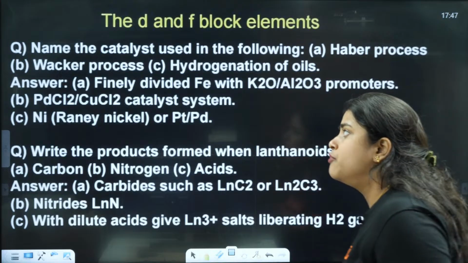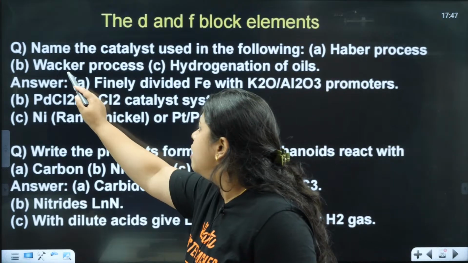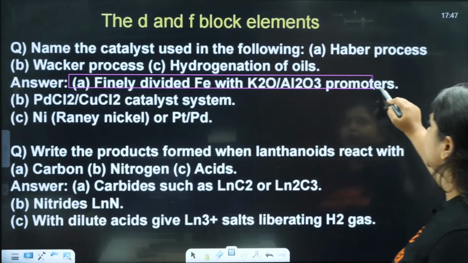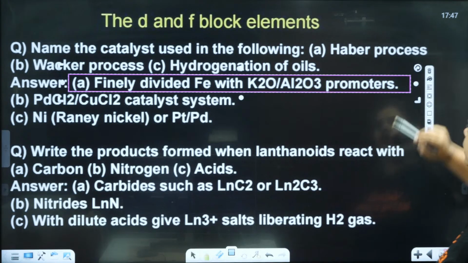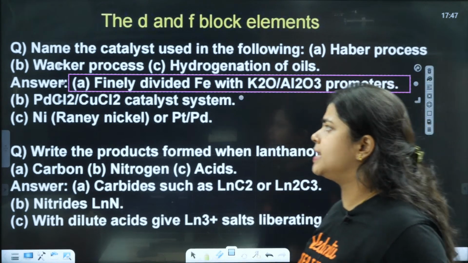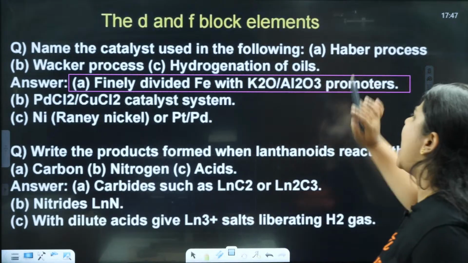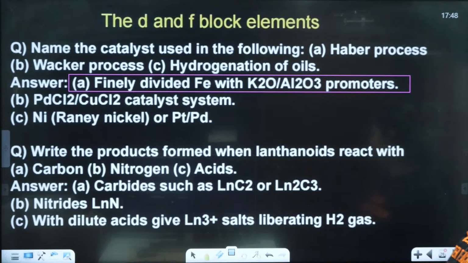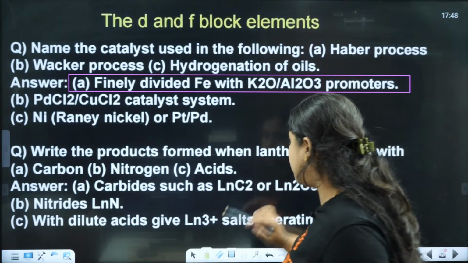Next one, name the catalyst which is used in the following: Haber process, Vasker process, hydrogenation of oils. First one is what? Finely divided Fe with K2O or Al2O3 promoters. This is the example we can give for the Haber process. Write the Haber process equation. This is also very important, guys.